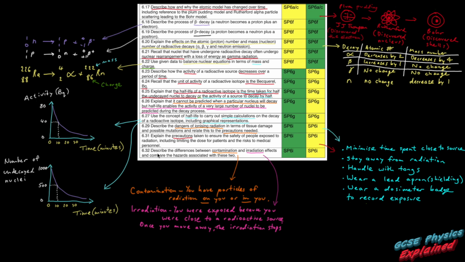And finally, describe the differences between contamination and irradiation and compare the hazards associated with the two. So contamination means you have particles of radiation on you or in you. That's very dangerous, especially if they're in you, because you can't get away from them. So it's a very high hazard. Irradiation, the hazard's not as big. If you've been irradiated, it means you were exposed because you were close to a radioactive source. However, once you move away from the source, then the irradiation stops. So that's not as dangerous as being contaminated.